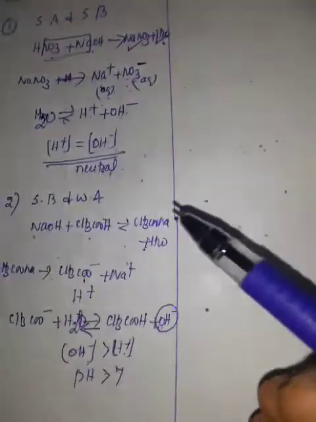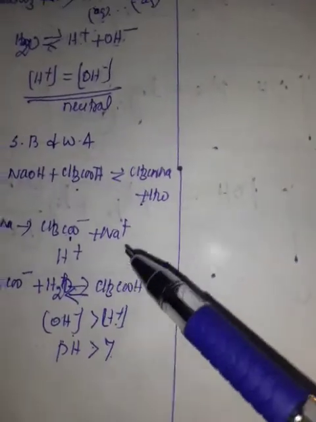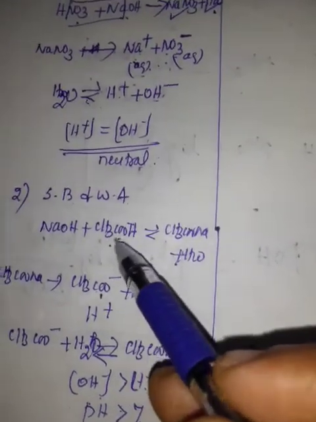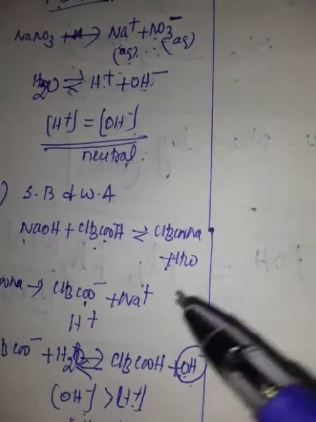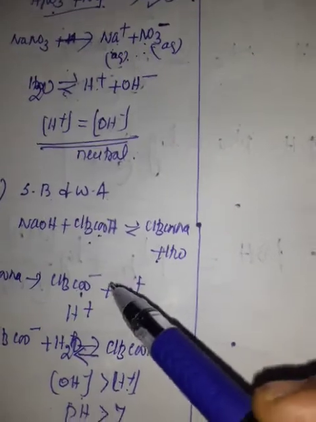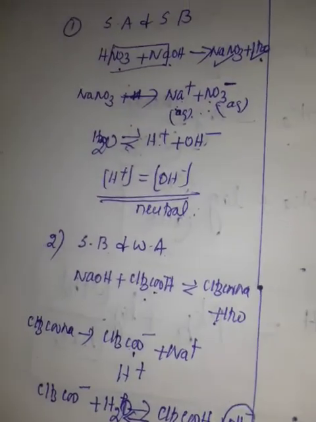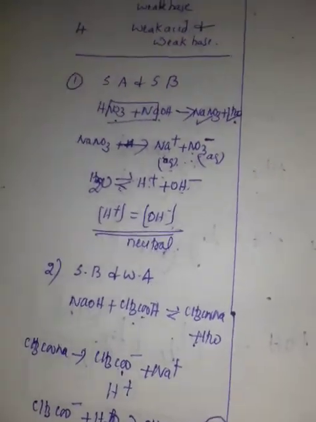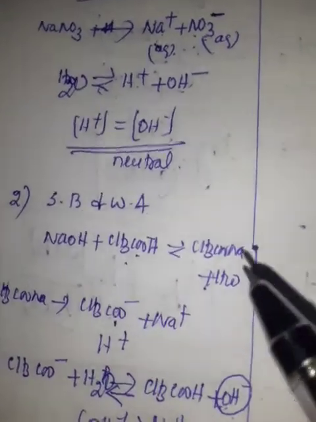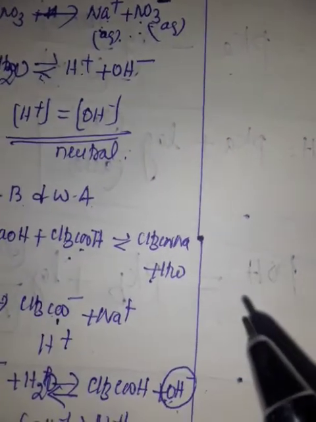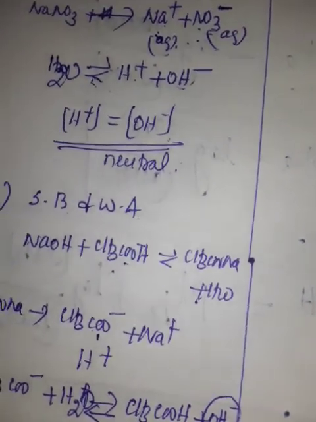Now, for the second one, that is strong base and weak acid, we are going to derive a relationship between the hydrolysis constant and the dissociation constant. We are going to derive the hydrolysis constant and dissociation constant in the next video.